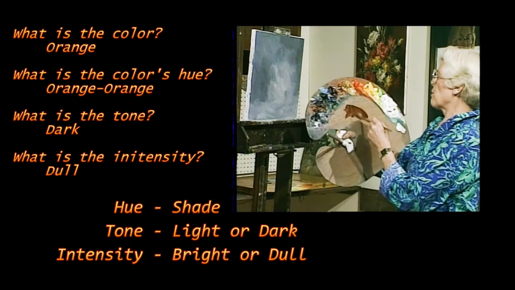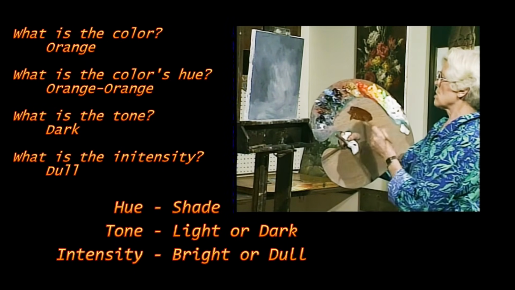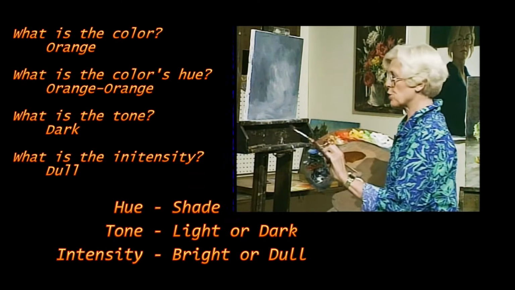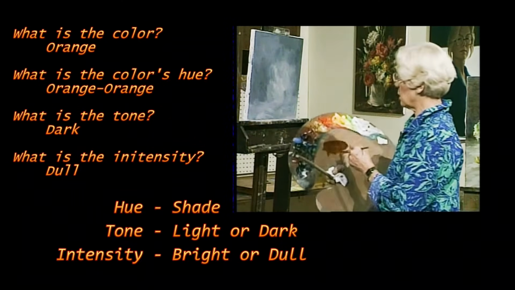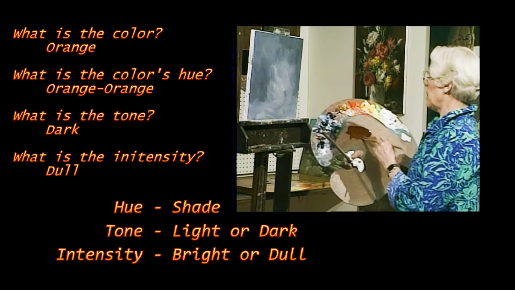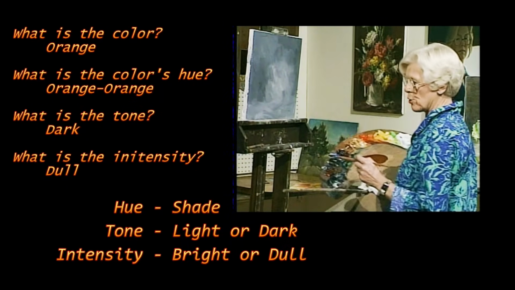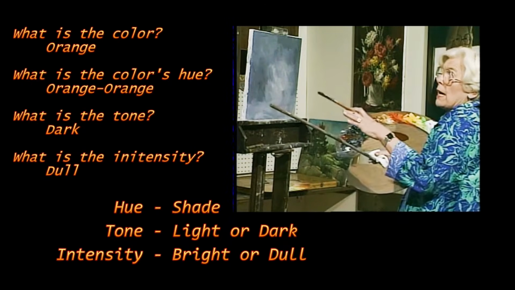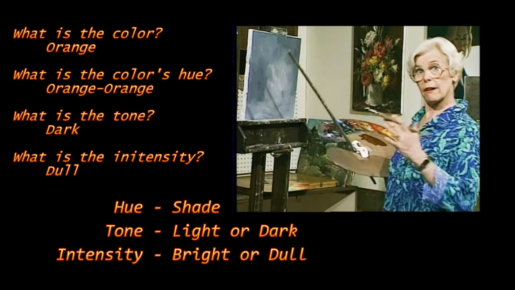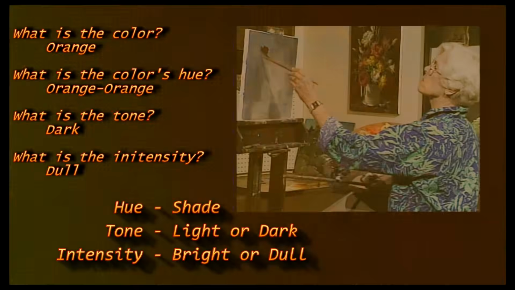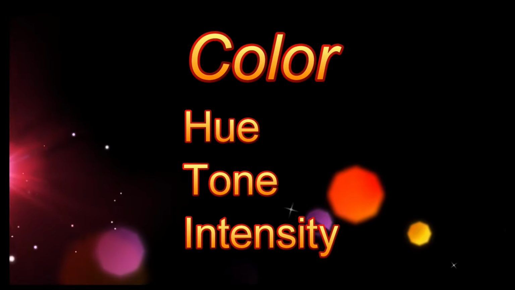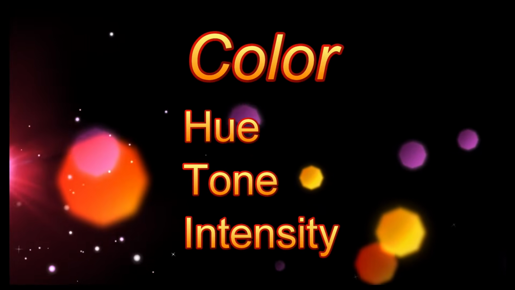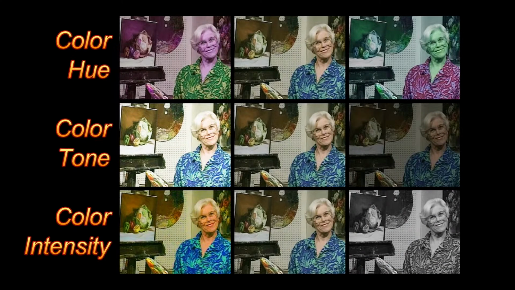Don't have a preconceived idea of color. Don't say that orange is only the color of a tangerine and a lemon, yellow is only the color of a lemon. Each color can vary in tone and intensity from very light to very dark, to very bright to very dull. So let's see how this works.